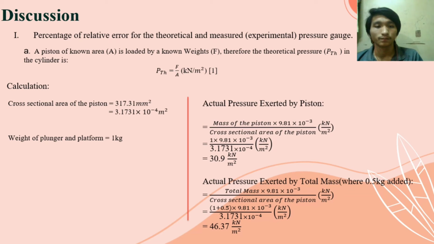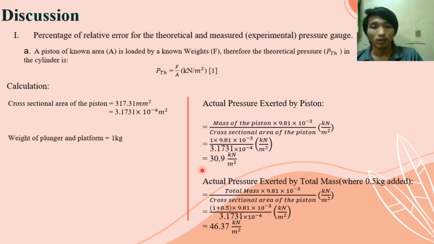So for the calculation, we know that the cross-sectional area is 3.1731 times 10 to the negative 4 meters squared, and the weight of the plunger and platform is equal to 1 kilogram. So we can calculate the actual pressure exerted by the piston using this formula, where the mass of the piston times the gravitational acceleration is divided by the cross-sectional area of the piston. We substitute the data into this equation, and we get the actual pressure is 30.9 kilonewton per meter squared.